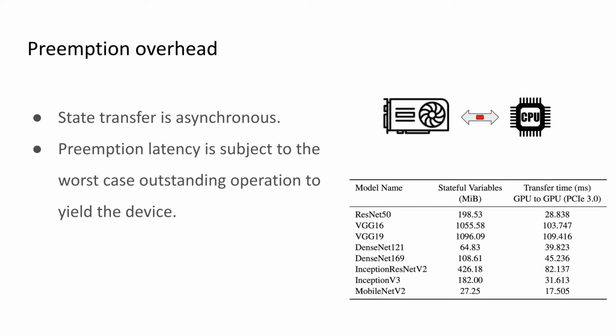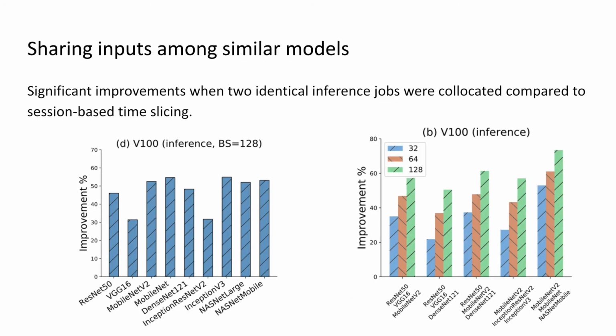Preemption overhead in SwitchFlow involves aborting the execution of outstanding nodes, allocating space on a destination device, transferring model states to the destination, and freeing the memory of the model states on the source device. This table shows the overhead of model state transfer. For example, the state for variables of ResNet50 is 198 megabytes, and the transfer time from GPU to GPU is 28.8 milliseconds.